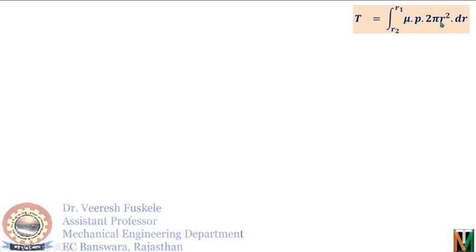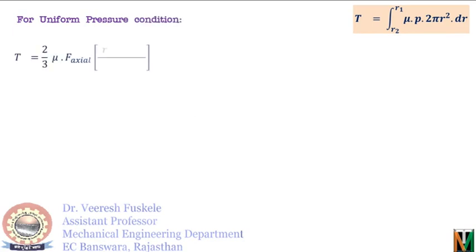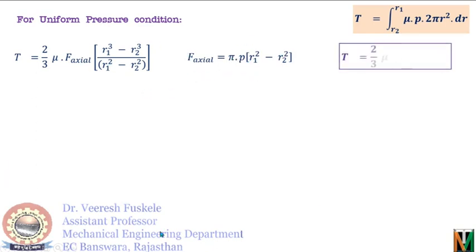Now we have already derived equations for uniform pressure theory. They are as follows. T is equal to 2 by 3 mu F axial into R1 cube minus R2 cube divided by R1 square minus R2 square. And here we have F axial as pi P into R1 square minus R2 square. Now in this problem we are not given F axial, we are given P, so we will combine these two to get the equation T is equal to 2 by 3 pi mu P into R1 cube minus R2 cube. So this equation we will be using to solve the problem.